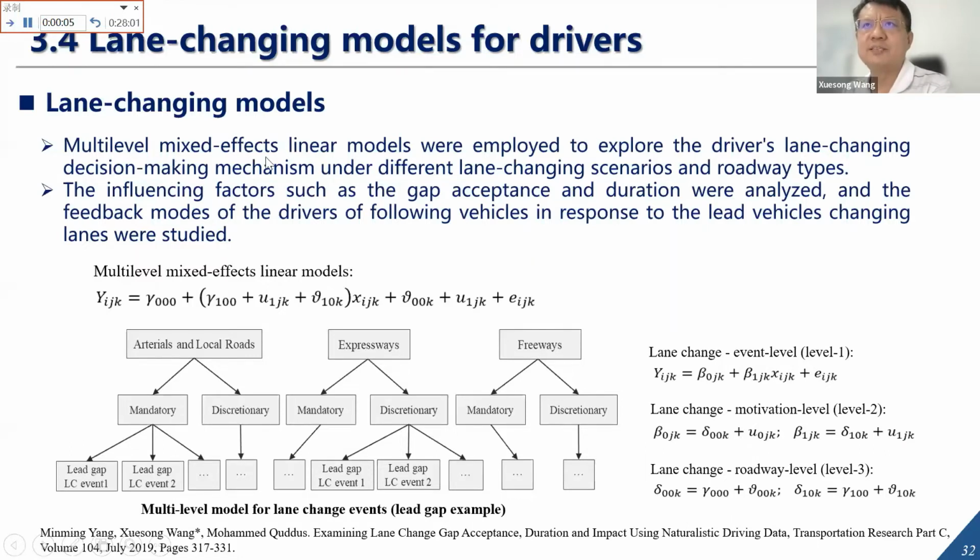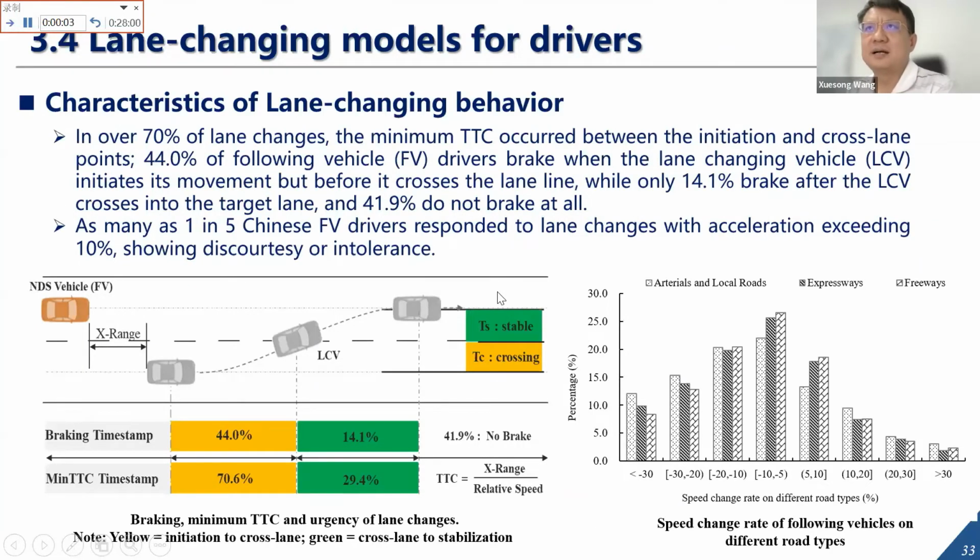We developed multi-level mixed effect linear models to explore drivers' lane changing decision-making mechanisms under different lane changing scenarios and roadway types. Here we can see we considered arterials, local roads, expressways, and freeways. And for the factors, we considered the gaps and other parameters. Influence factors such as gap acceptance and duration for lane changes were analyzed, and the feedback models of the following vehicle drivers in response to the lead vehicle changing lanes were studied. Particularly, we also plotted the lane changing behaviors, and a very interesting phenomenon we identified was that 1 out of 5 Chinese drivers responded to lane changing by accelerating, showing a lack of courtesy or tolerance toward the lane changing of other vehicles.